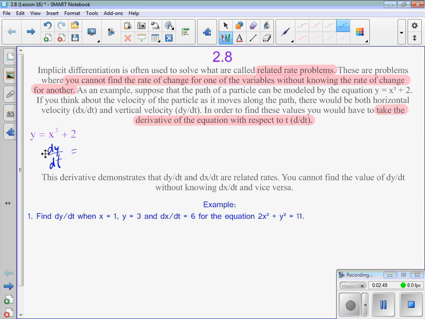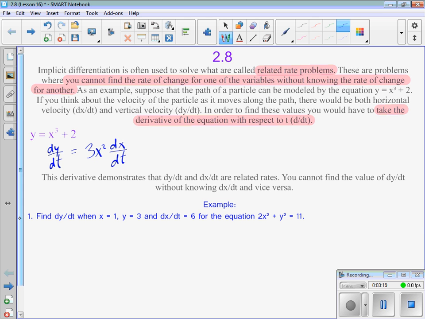What's the derivative of x cubed? 3x squared, and then I need a dx dt. Good. And then the plus 2? 0, so it just goes away. So this would be what my dy dt equals, okay? Now, a lot of times they'll give you a dx dt and an x to plug in, like this example, but we'll do that down here. Okay, so this derivative demonstrates that dy dt and dx dt are related rates. They relate to each other. You cannot find the value of dy dt without knowing dx dt and vice versa.